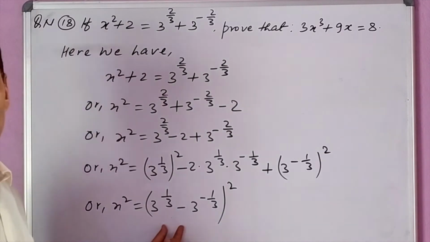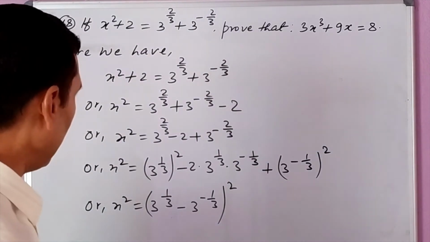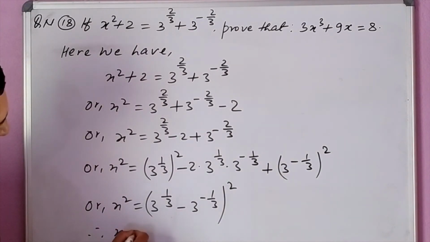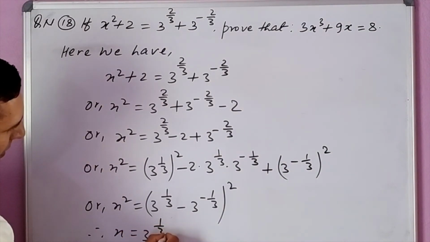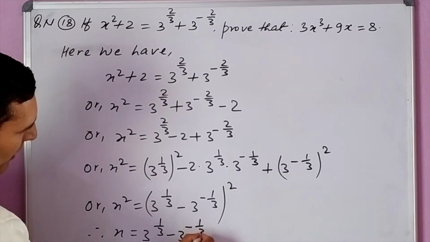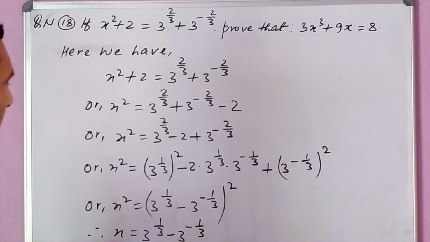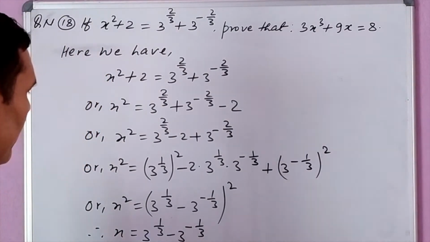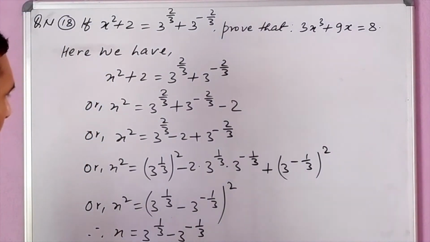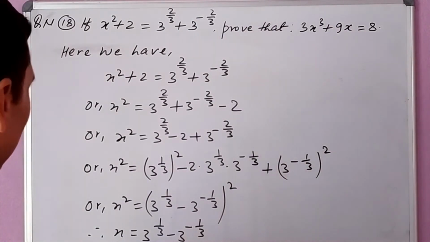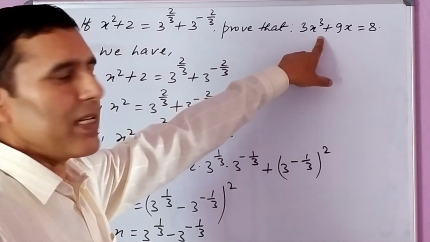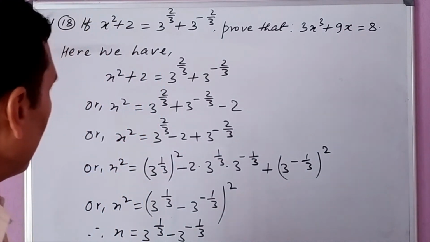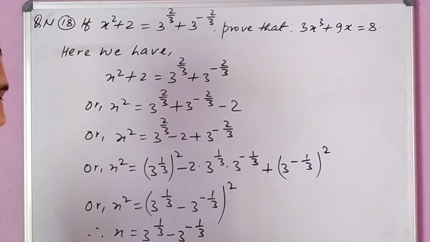Now we can remove the square from both sides, or you can say we are taking the square root here. Therefore x is equal to 3 to the power 1 by 3 minus 3 to the power minus 1 by 3. So in this way we got the value of x. We have completed one important step here. Now after this we have two options. One option is keeping the value of x here in the left hand side and getting the right hand side, that is a. Another option is cubing the value of x.